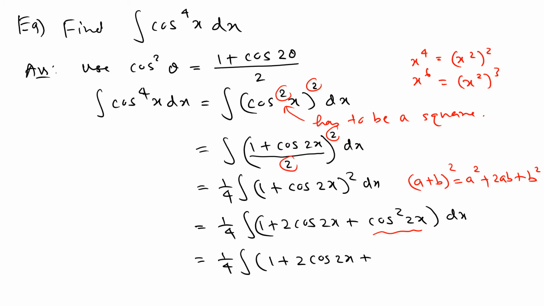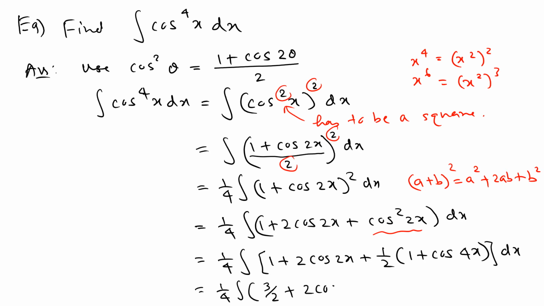Here we can write this one as 1/2 (1 plus cosine, you double the angle, so 2x becomes 4x). That's what happened. Okay, dx. Now you can see you can integrate everything. So we can write this as 1/4. We have 1 and 1/2, so you have 3 halves, and then we have 2 cosine 2x, and also we have 1/4 cosine 4x dx.